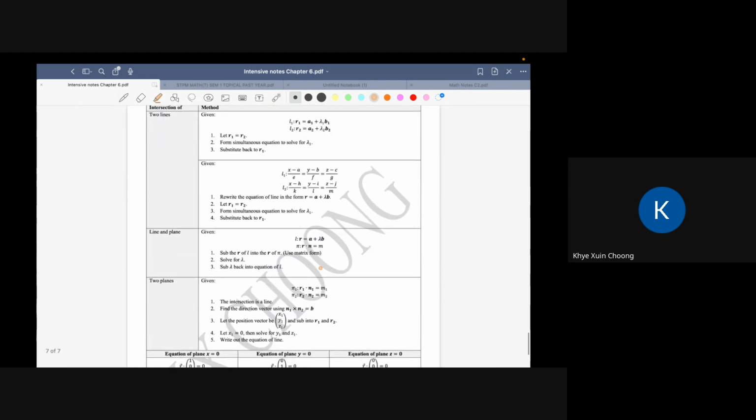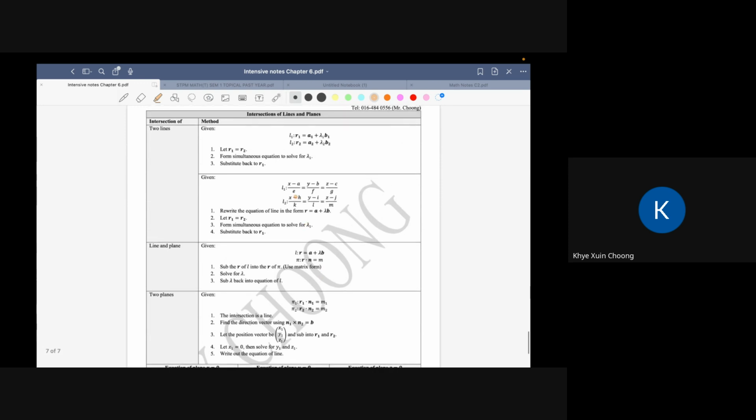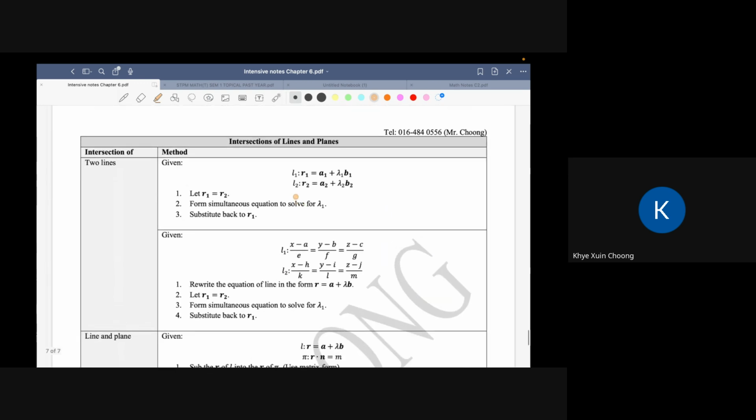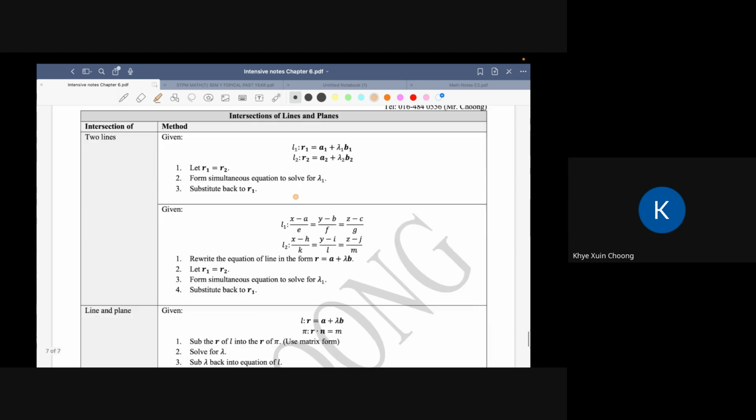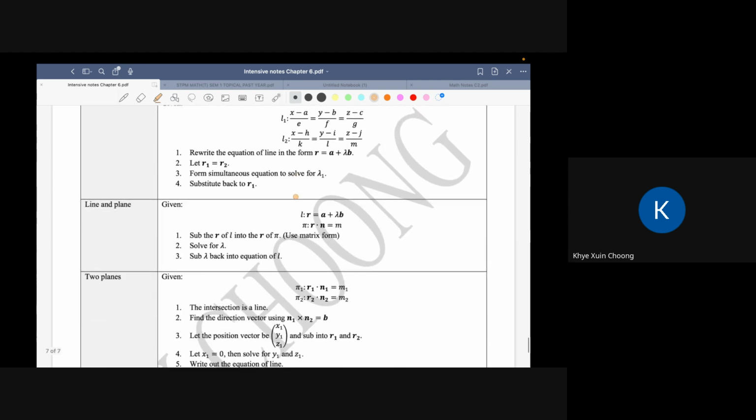Okay, so a little bit more, then we can go to discuss the partial a bit. Okay, so for intersection of the line and the plane, it's very common to find the intersection between two lines, a line and a plane, and two planes, right?